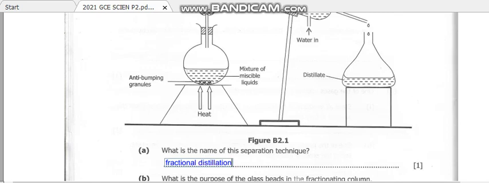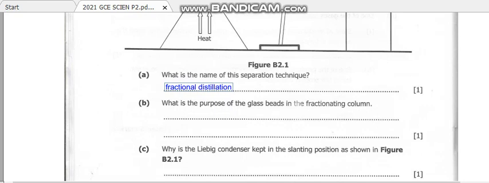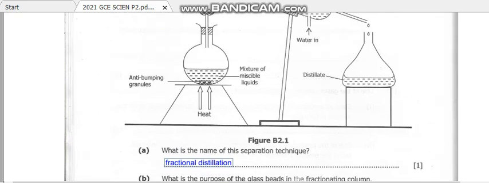It is very important that we should be able to differentiate fractional distillation. Alright, I think that one is very clear and straightforward. Okay, let's come to the next one. We're saying what is the purpose of the glass beads in the fractionating column?